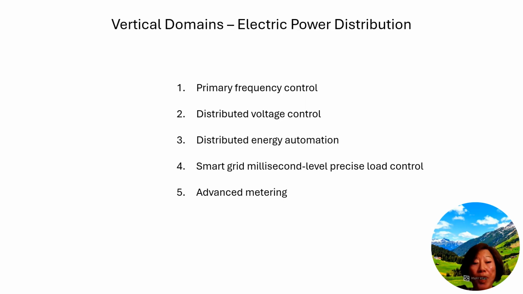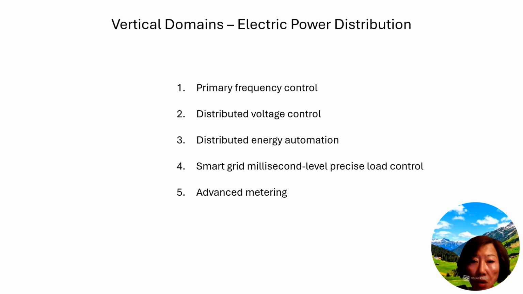Now let's move on to electric power distribution, which is another vertical domain that we want to take a look at. Primary frequency control requires very fast response times, typically within 30 seconds of a frequency deviation. This requires the 5G system to support wide area, low latency communication.